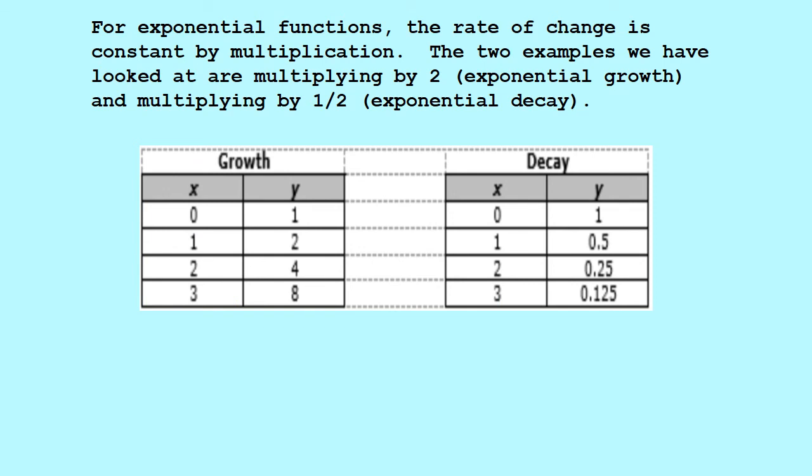So for exponential functions, the rate of change is constant by multiplying. So what does that mean? Instead of going 1 plus 1 is 2 plus 1 is, nope, I have to multiply. So 1 times 2 is 2, times 2 is 4, times 2 is 8. I'm multiplying to get from row to row instead of adding like we've been doing up until now. For this one, same thing, I'm multiplying by half. And you can put these values in your calculator and see that that's exactly what I'm doing. So with exponential functions, instead of increasing by addition, we increase by multiplication.